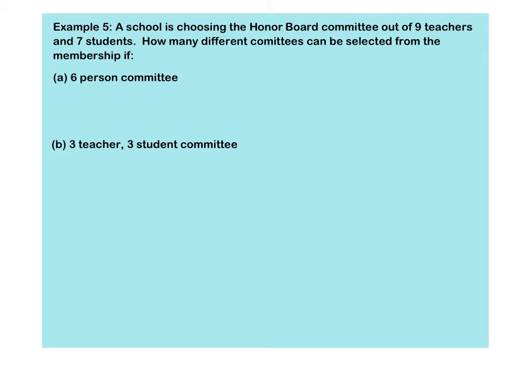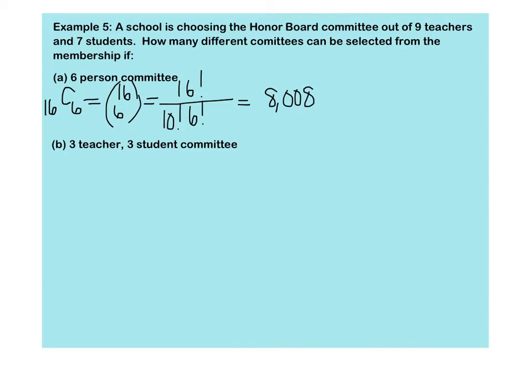Example 5. A school is choosing the honor board committee out of 9 teachers and 7 students. How many different committees can be selected from the membership if, part A, we're going to make a 6-person committee. So in that case, we have a total of 16 people, right? We have the 9 teachers and 7 students, and we're going to choose 6 of them to be on the committee. So that's 16 choose 6. So that's 16 factorial over 16 minus 6 factorial. I'll just write 10 factorial times 6 factorial, which is 8,008 different committees.